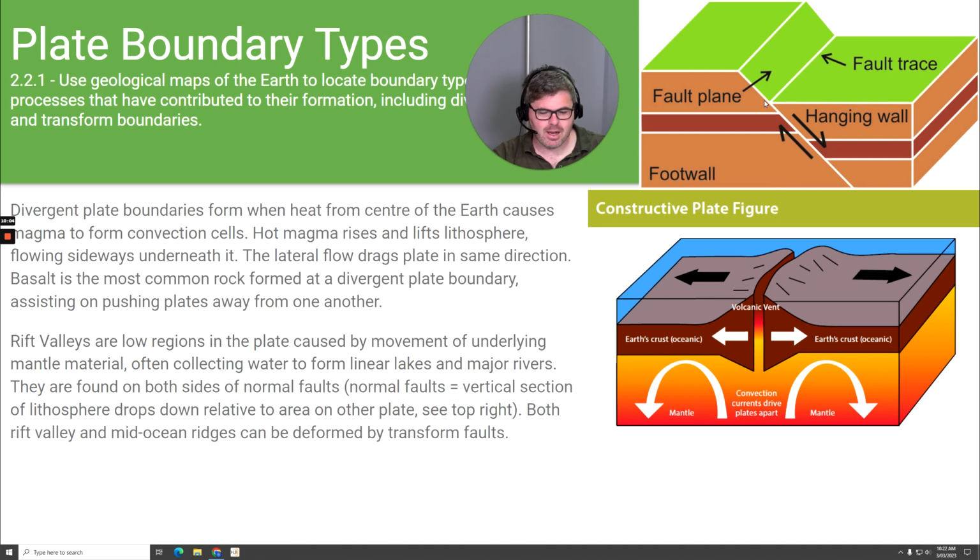Both rift valleys and mid-ocean ridges can be deformed by transform faults. So the geological features that we can find in a divergent boundary can be distorted over time if they're exposed to a transform fault as well. You're not always going to be moving away from each other or towards or side by side in clear-cut directions. Sometimes it can be both or several.